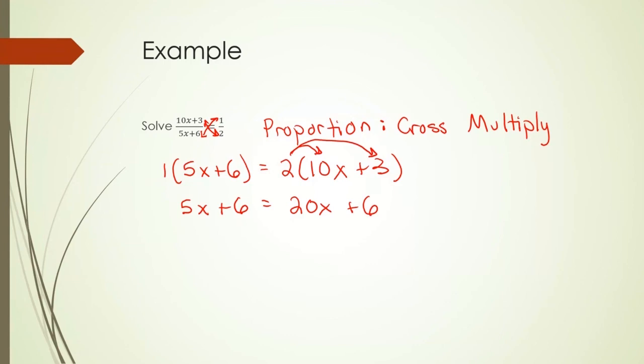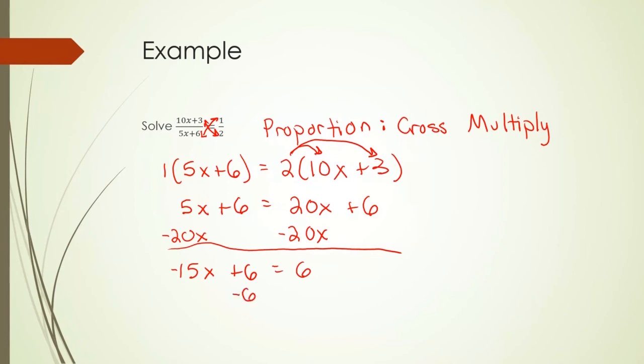So I'm going to go through the solving process. I like to move my x's first. I want my x to be on the left, so I'm going to remove the 20x. That's positive, so I'm going to subtract 20x from both sides. So 5 minus 20, that's negative 15x, plus 6 equals 6. Now I'm going to subtract the 6 from both sides because I just want the x. So that's minus 6, minus 6.